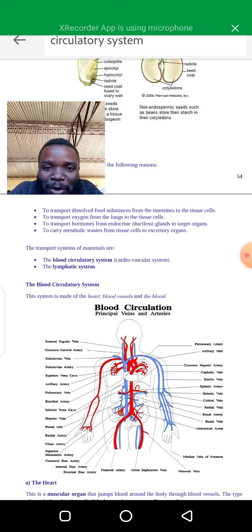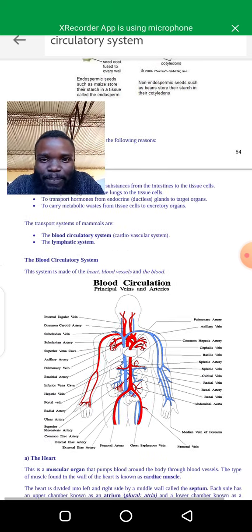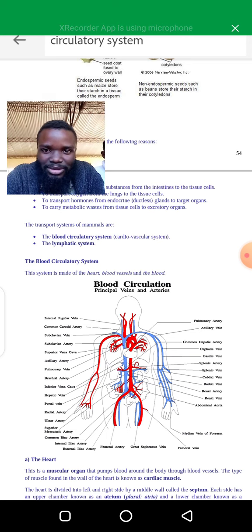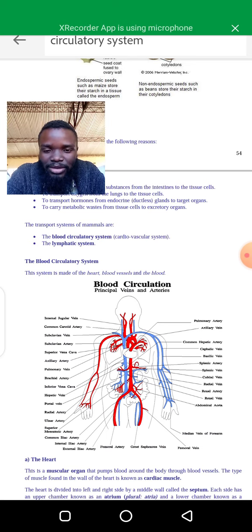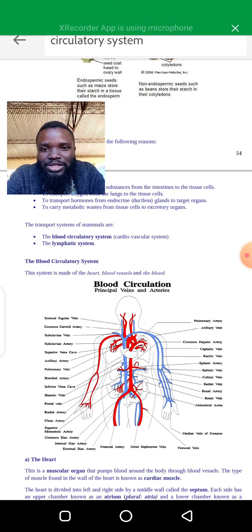Okay, so we'll look at the circulatory system. The circulatory system is the system that deals with the blood vessels, the red blood, and the heart itself. It consists of the blood circulatory system, which is called the cardiovascular system. The word cardio means the heart. Then vascular simply means just the blood vessels. Then it is entirely connected with the lymphatic system.